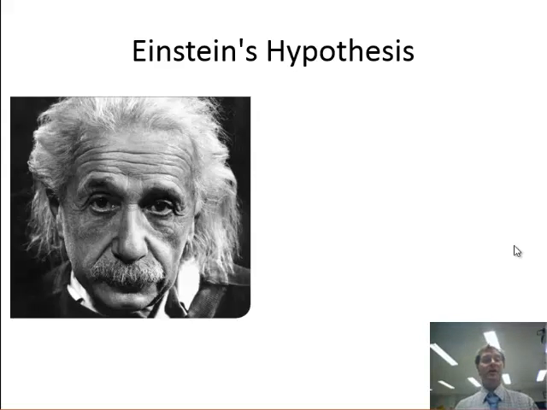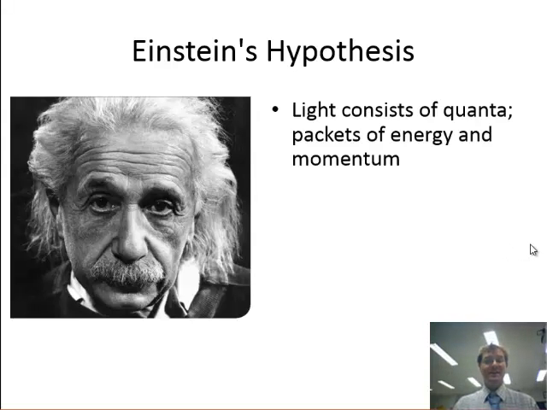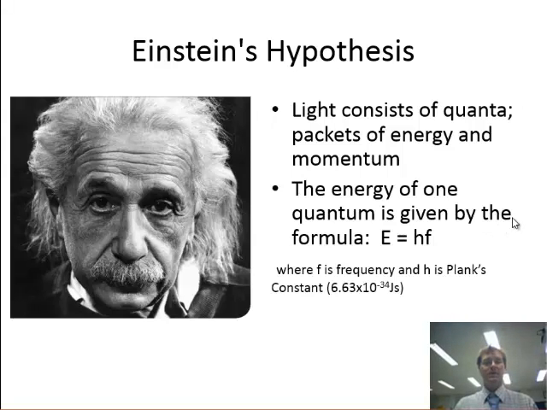Now, Einstein put forward a hypothesis relating to this, and he stated that light must consist of quanta, or packets of energy and momentum. It's not just one continuous flow of light. It means that they come in chunks of some sort. And the energy of one quanta is given as this. The energy equals h, which is known as Planck's constant, multiplied by the frequency. So what we're saying here is light comes in packets of distinct energy dependent on their frequency.